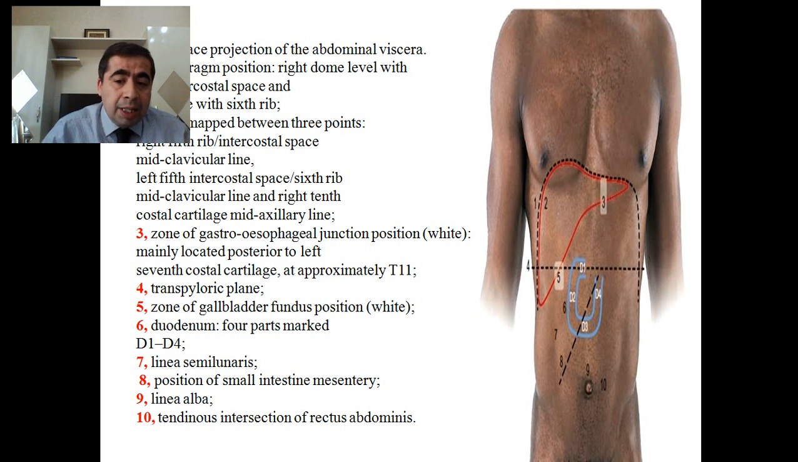And linea alba, I'll explain slightly later. Alba is translated as the white line. It's a decussation of the aponeuroses of the lateral broad muscles of the abdomen by the midline, from the xiphoid process to the pubic symphysis, and 10 explains the tendinous intersection of the rectus abdominis. I'll explain the rectus abdominis, you know, from the course of myology.